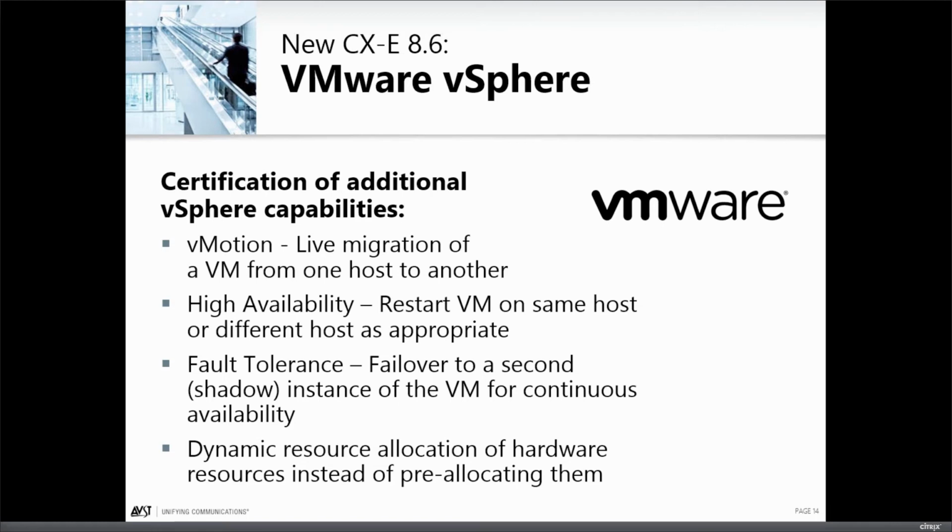And fault tolerance is the full failover. We can have a shadow instance of the VM on a separate host, and if the system server is running and it fails, the shadow one takes over automatically. So automatic failover for redundancy. All of those features, plus dynamic resource allocation, now work and are supported on 8.6. You'll find a lot of our competitors, while they do support putting their software on VMware, don't support these features. So it's really not very useful in the VM world to have their systems running there.